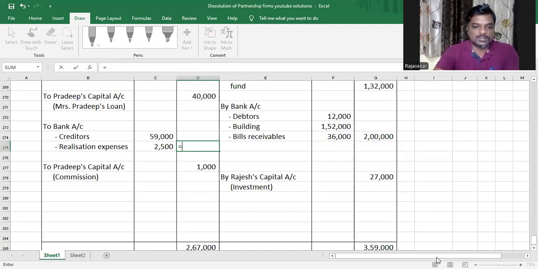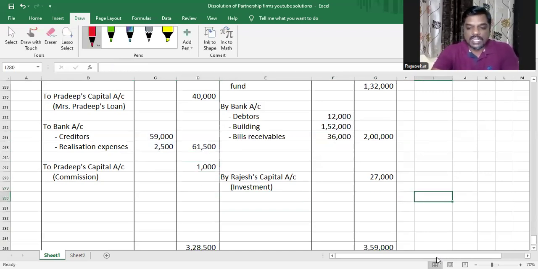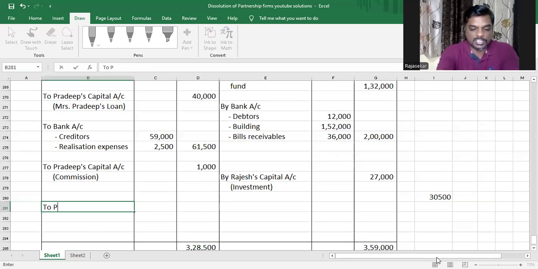I forgot to add this here. Okay. So the credit side total is 3,59,000 and the debit side total is 3,28,000, which means there is a profit. Am I right or not, my dear children? And how much is that profit? 3,59,000 minus 3,28,500. The profit happens to be 30,500, my dear children, which is the correct answer as per the suggested answers too. The profit will be distributed to the partners in their profit sharing ratio.